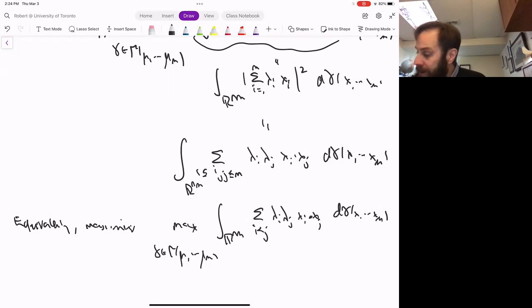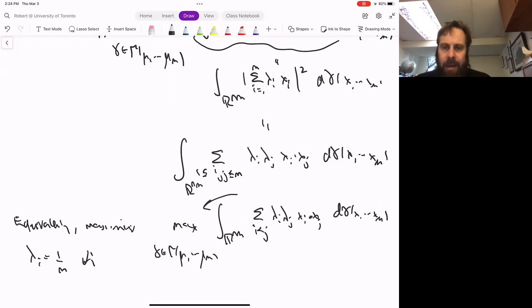And so you may recognize this as the Gangbo-Swiech. Well, if lambda_i equals 1 over m for every i, then these constants are all the same and you can pull them out. And then that's the Gangbo-Swiech maximization problem.